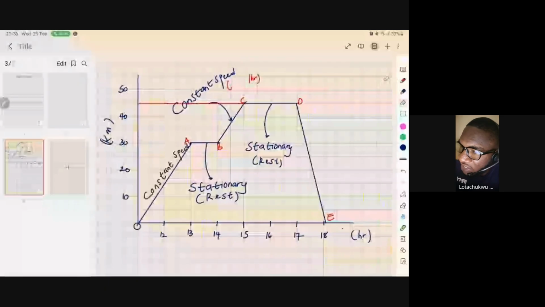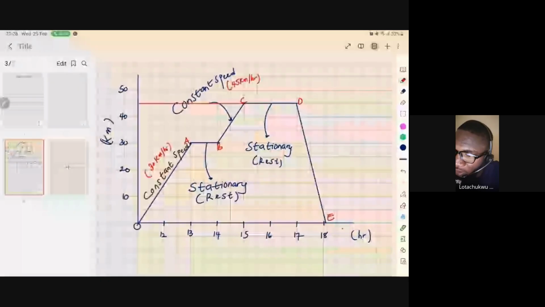Now, if one person says it now, you say, okay, I wanted to say it. 40 kilometer per hour, 45 rather. So this one now is constant speed, and the rate of that constant speed is 30 kilometer per hour.